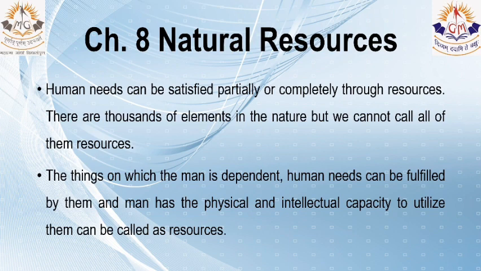And if it is a natural resource, that means it has been given to us freely by the nature. Now, whatever the human needs are, they can be satisfied partially, that means up to a certain extent, or they can be satisfied completely through the resources. There are thousands and thousands of elements in the nature, but we cannot call all of them resources. Now, why is that so? It is a resource in one or other way, but why can't we call it a resource? Please try to understand the example that I am quoting.